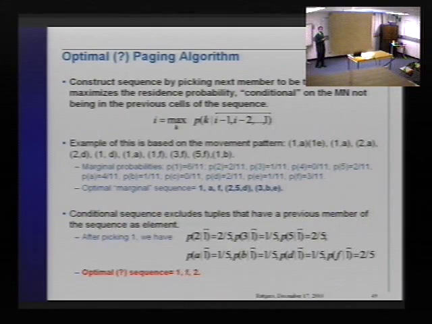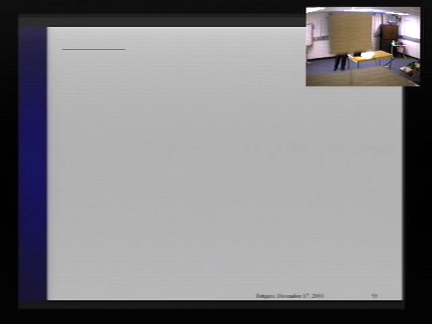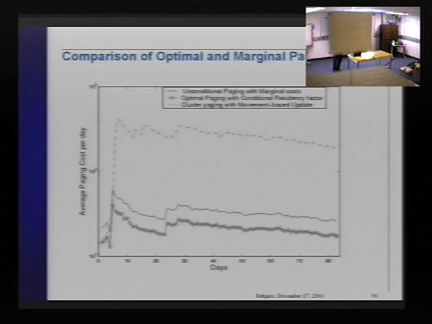So the optimal paging algorithm, and I put a question mark because we know this does better, but I have not yet been able to prove it's optimal. This is an interesting case, which is you have a sequence. At that point, you pick a next member of the sequence that maximizes the residence probability conditional on the MN not being in the previous cells. So you're picking cells by the decreasing order of conditional probabilities. And I give the example. However, in all the cases I tried out, and there are some cases where I can prove that it's optimal, but I'm not yet successful. So the one point to make is that if you use that method, where you're basically exploiting spatial correlation by just looking at the distributions themselves, you can again do about 20% better.